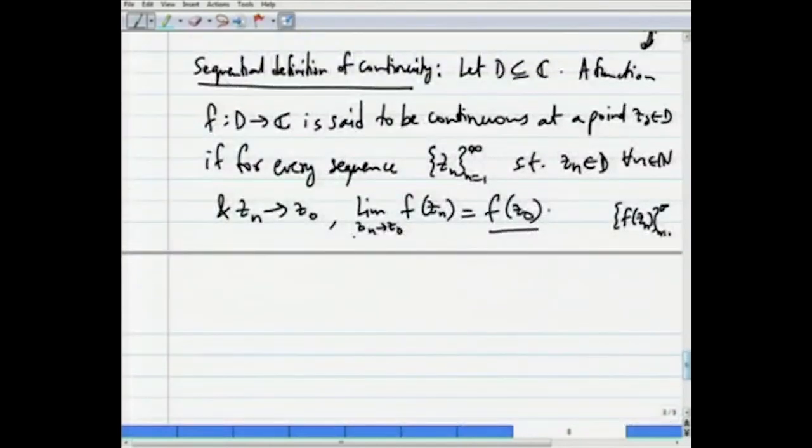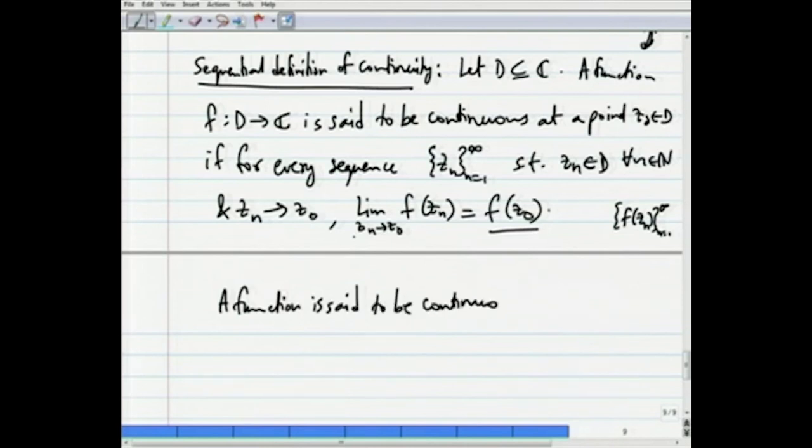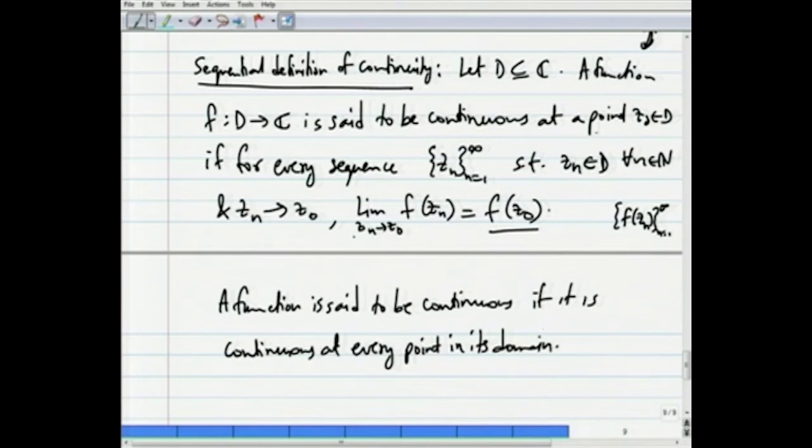And a function is said to be continuous if it is continuous at every point in its domain. So, we have defined continuity at a point, and if the function is continuous at every point in its domain, we simply say that it is continuous, without any further adjectives.